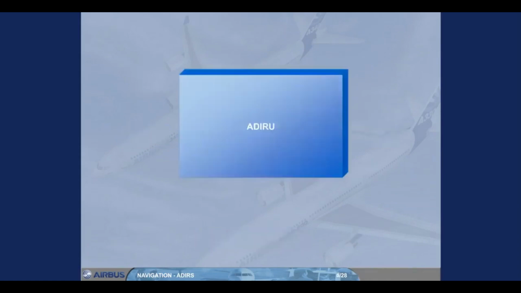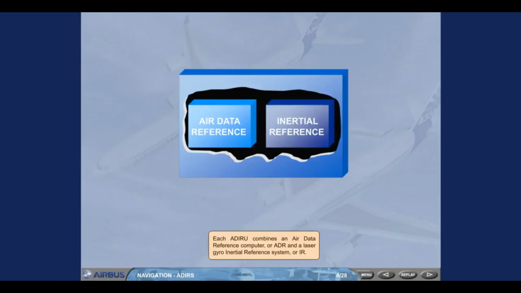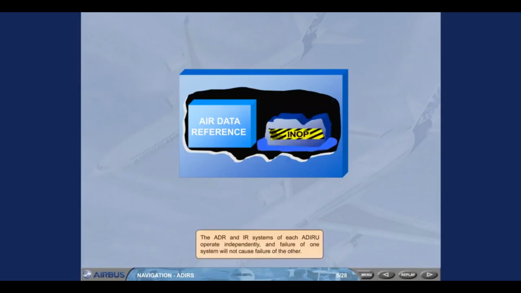Each ADIRU combines an air data reference computer, or ADR, and a laser gyro inertial reference system, or IR. The ADR and IR systems of each ADIRU operate independently, and failure of one system will not cause failure of the other.